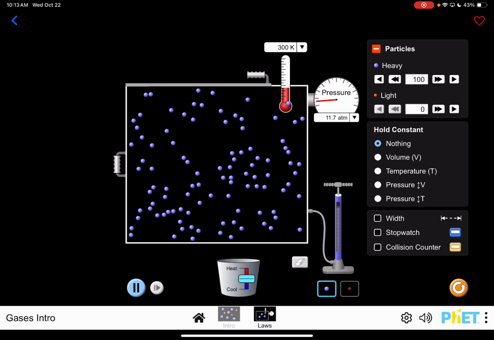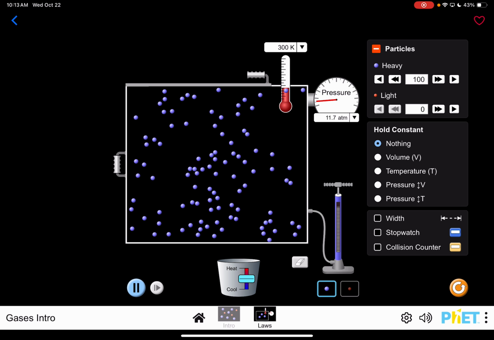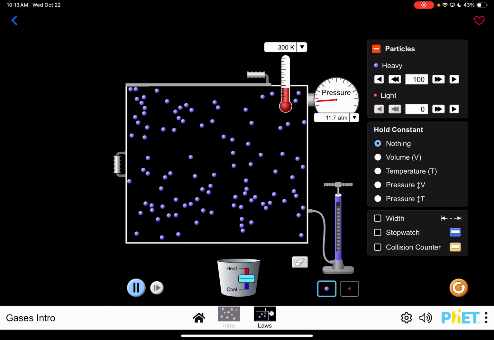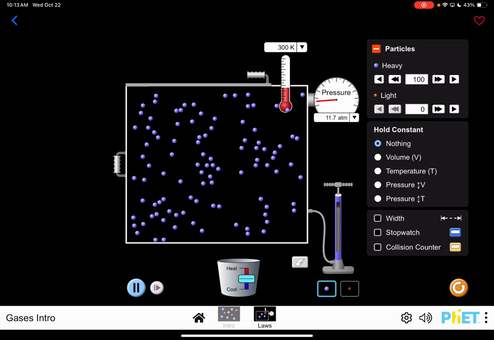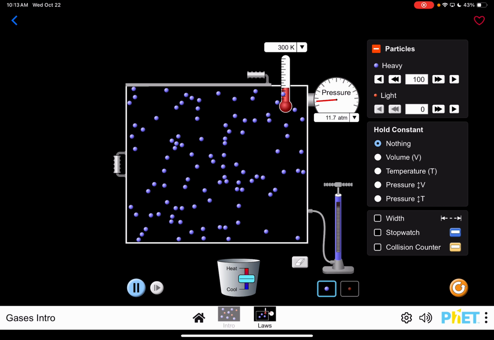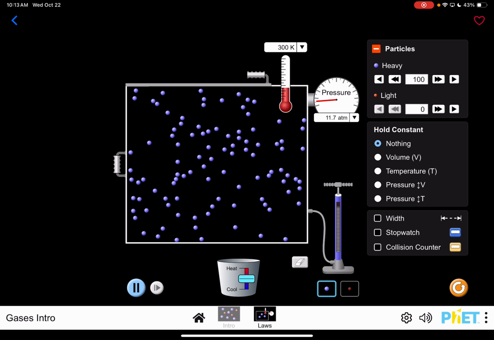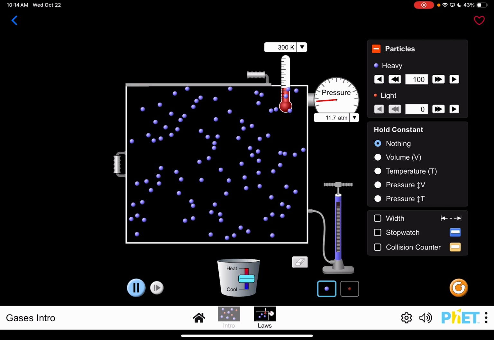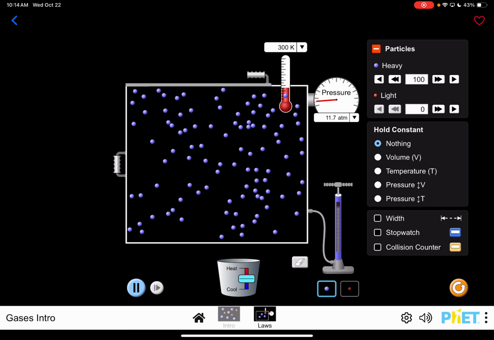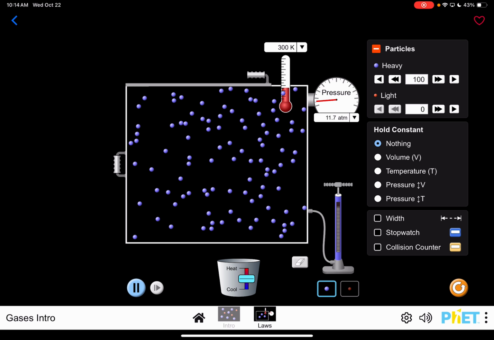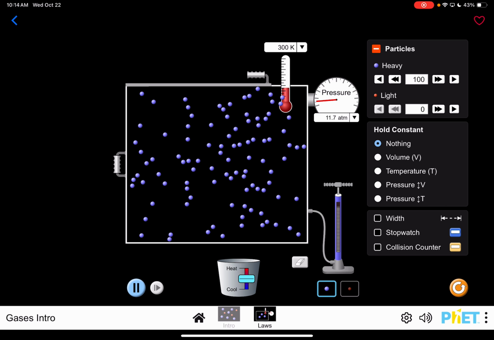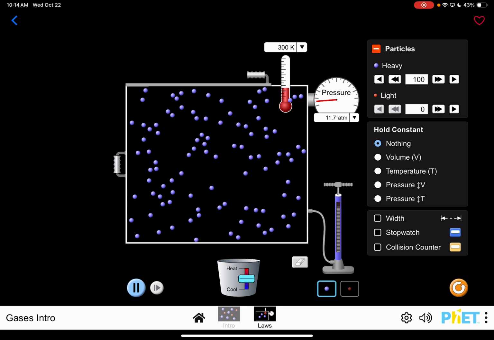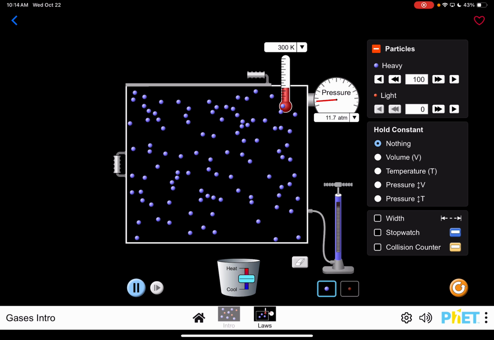So like if this was 1 and this was 2, and then N goes up to 10, P is going to have to go up to 20, right? If one goes up, the other one's going to have to go up. So you'll see that anytime things are directly proportional, you're going to see them on the same side of an equation, one on the numerator, one on the denominator. Okay, let's do volume.